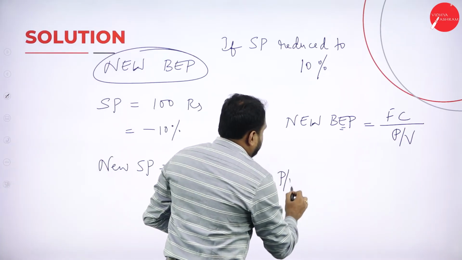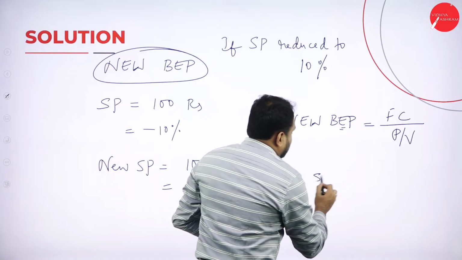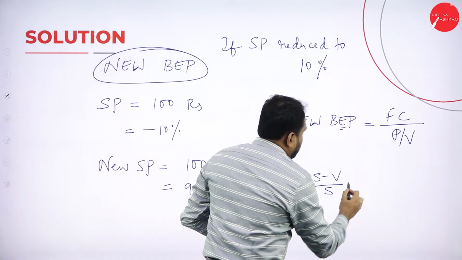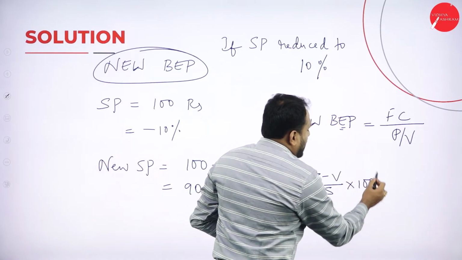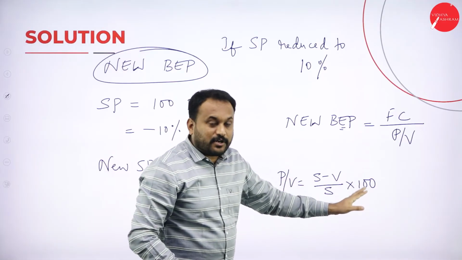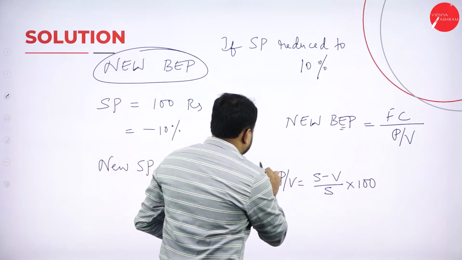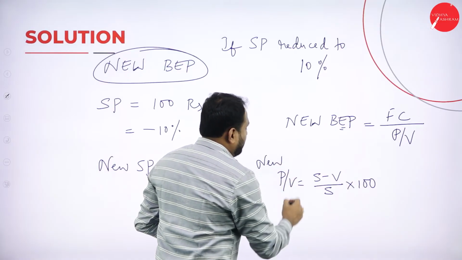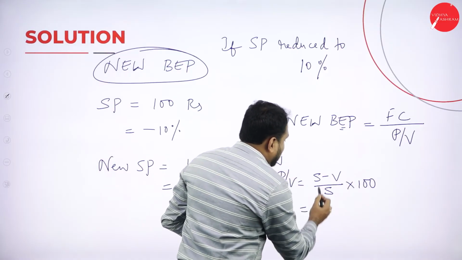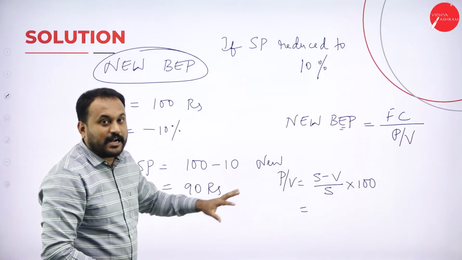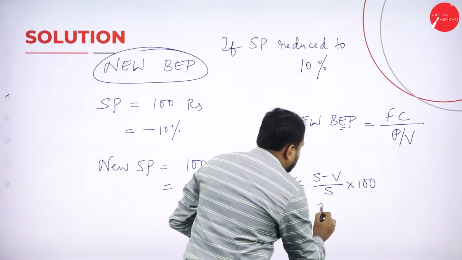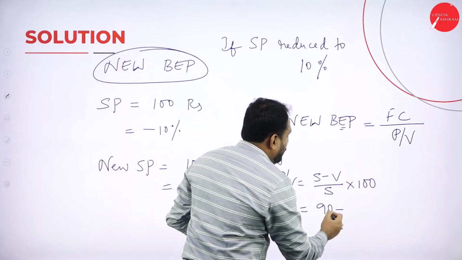PV. PV is equal to S minus V divided by S into 100. Now why am I multiplying with 100? Because I need to know PV. So this is also called the new PV. New PV is equal to, sales is how much now? Selling price is not 100, it is 90. So 90 minus V is how much?